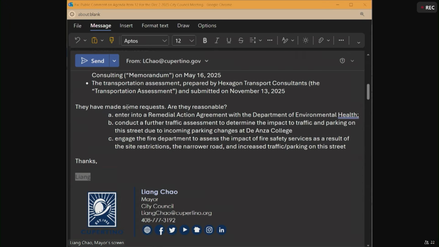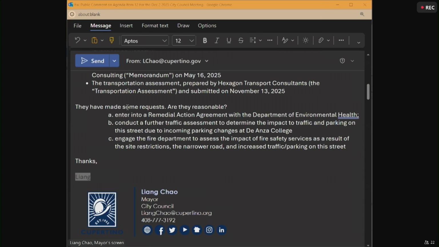Number 1 is enter into a remedial action agreement with the Department of Environmental Health. Is that something we can request the developer to do? Typically, when there's soil contamination found, at least from a Phase 2 report, the recommendation from the consultant as well as our peer review consultant does require some type of soil management plan, SMP, with oversight from DEH, which is the Department of Environmental Health.